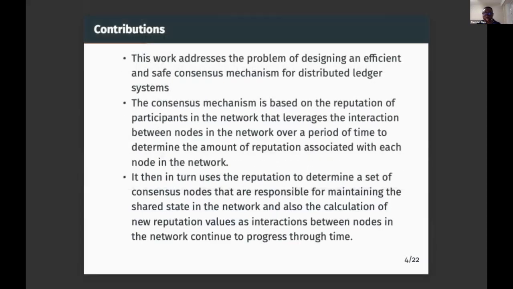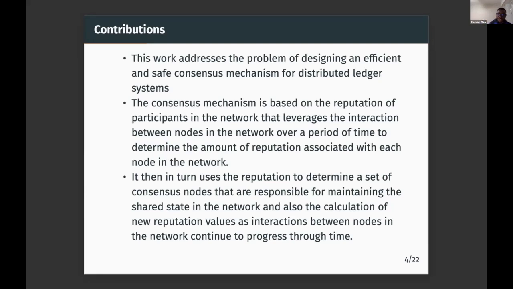So the specific contributions of this work address the problem of designing an efficient and secure mechanism for distributed ledger systems or distributed multi-agent systems. And this kind of systems have been seen in applications like decentralized finance, swarm intelligence, or distributed artificial intelligence.